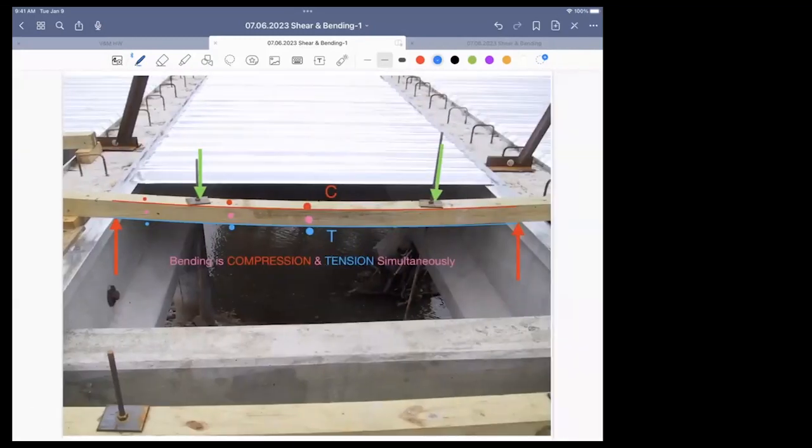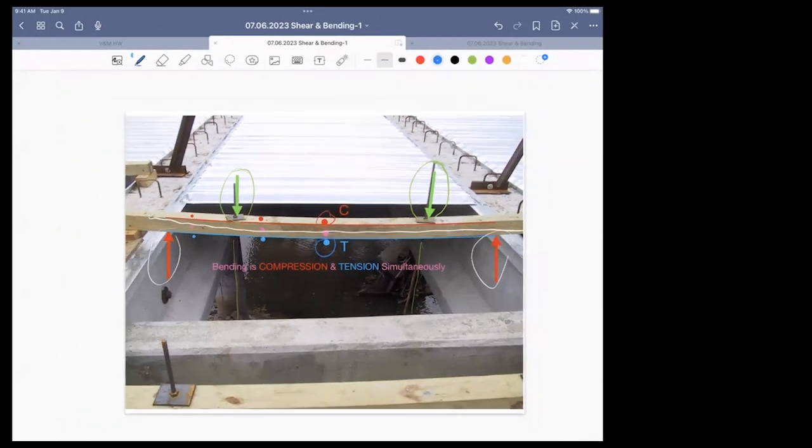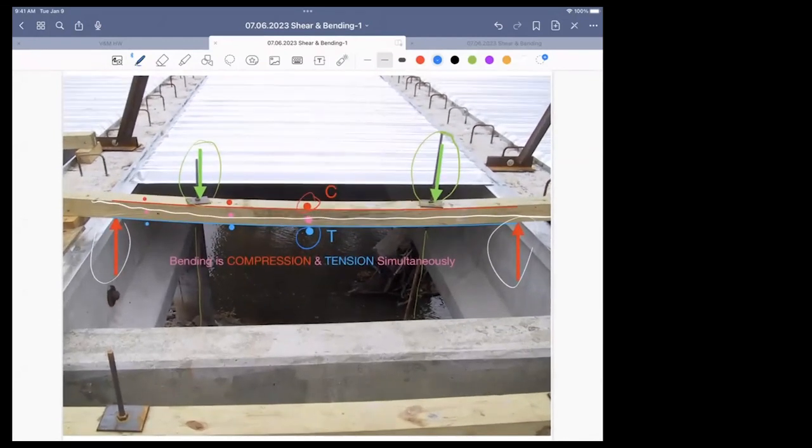So here's an example of a concentrated load. There's a hanger here hanging some pipes or something. There's another concentrated load. There is a beam of 4x4 or whatever it is spanning between these red arrows. And the top went into compression. The bottom went into tension. Together, compression and tension is called bending. Very good.